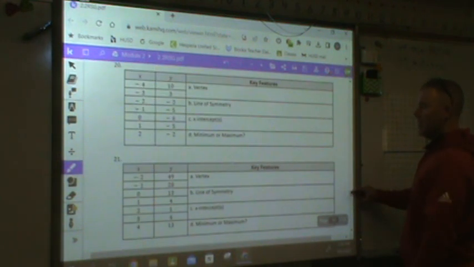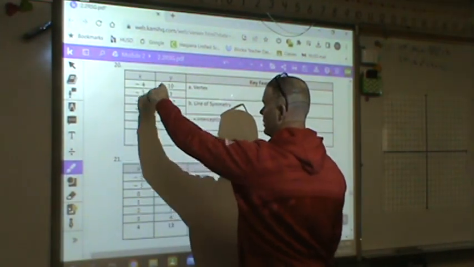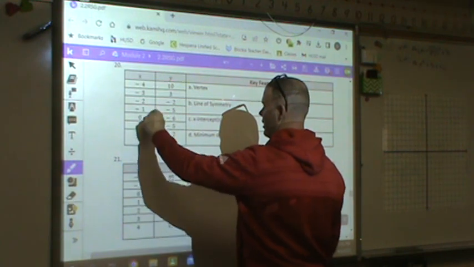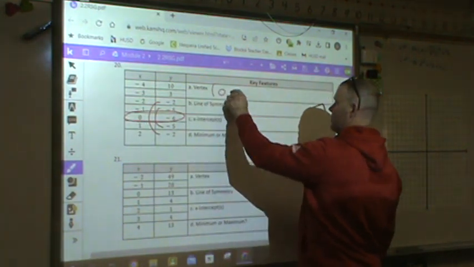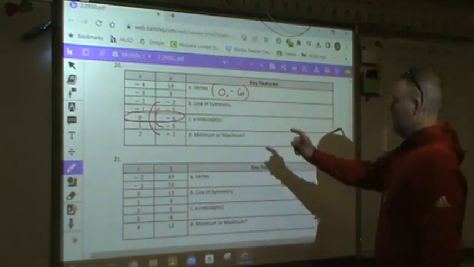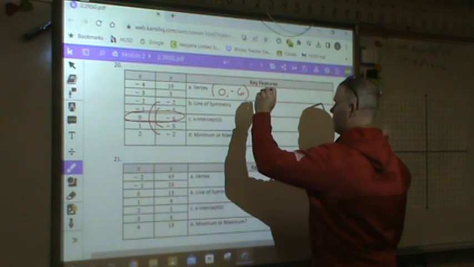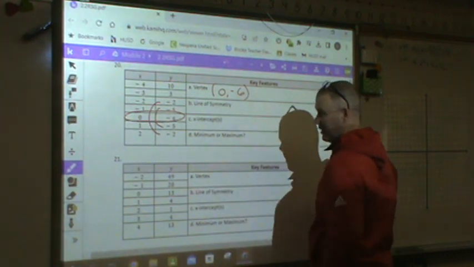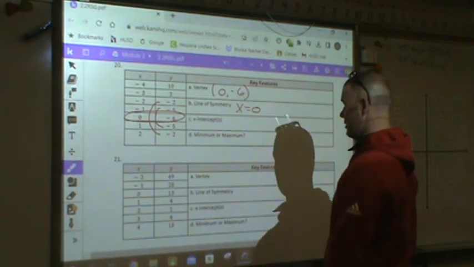All right, so diving into it. Where is the vertex? The vertex is where we meet in the middle. So 10 and nothing, 3 and nothing, -2, -2, -5, and we meet in the middle. So the vertex is 0, -6. The line of symmetry, you have to remember the line of symmetry and the x value of the vertex. Again, the line of symmetry and the x value of the vertex are the same, so x is equal to 0.